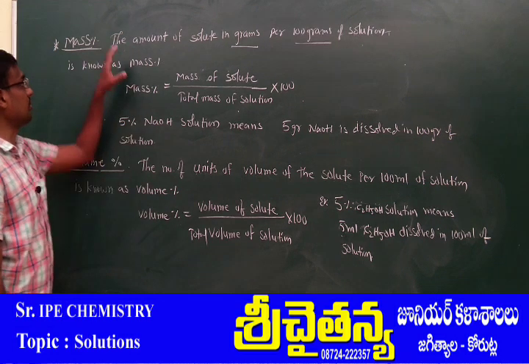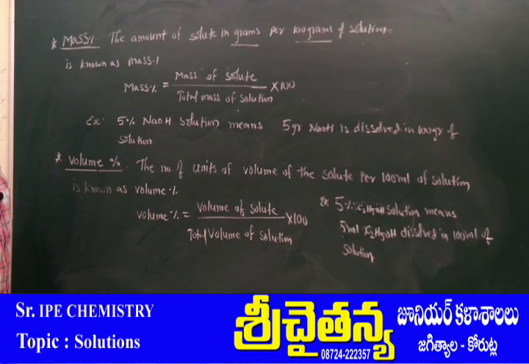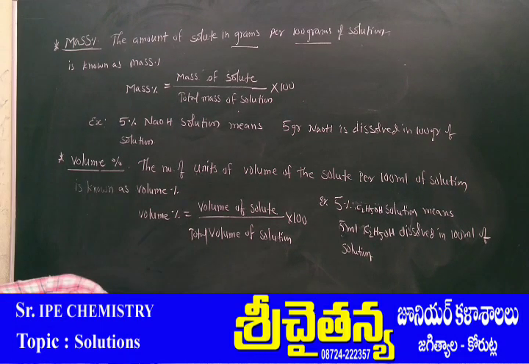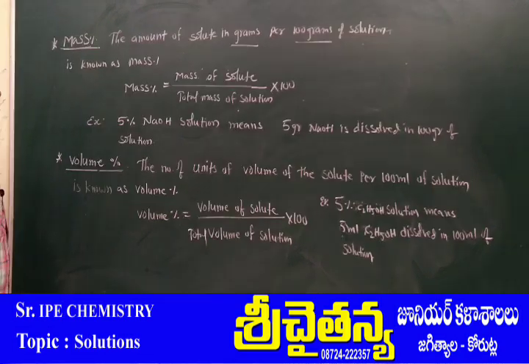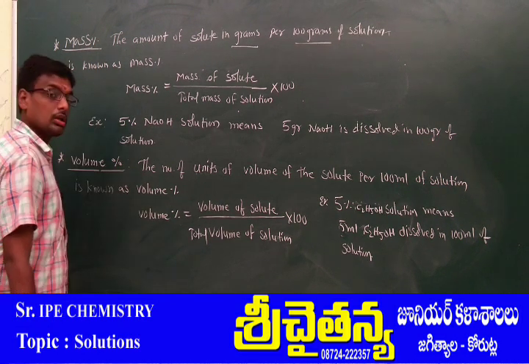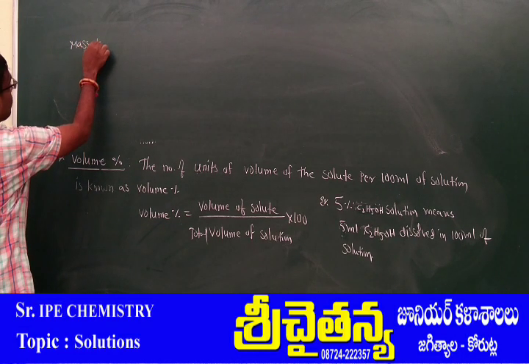What are the two definitions? One is mass percent. Second is volume percent. Mass percent and volume percent. Take down the notes. Is it clear? Right. And one more concentration method, the next concentration method here.